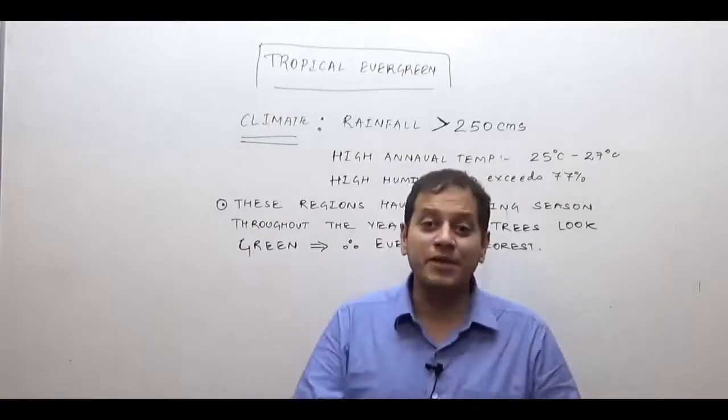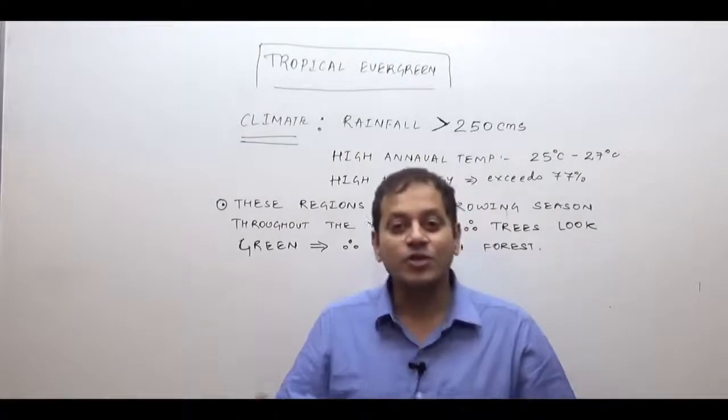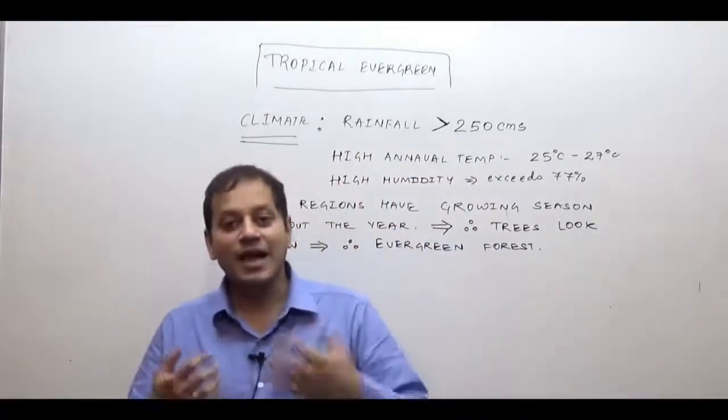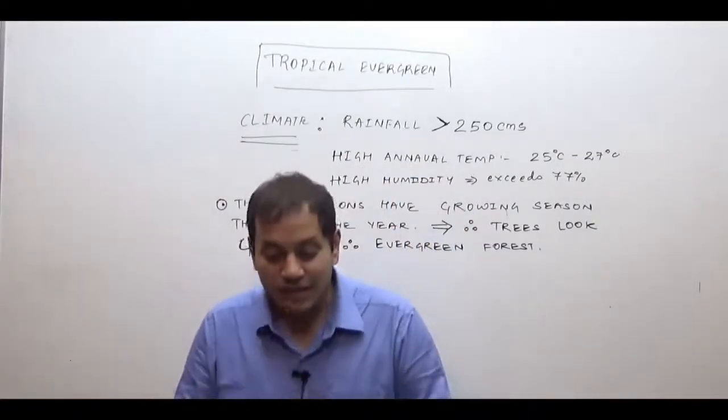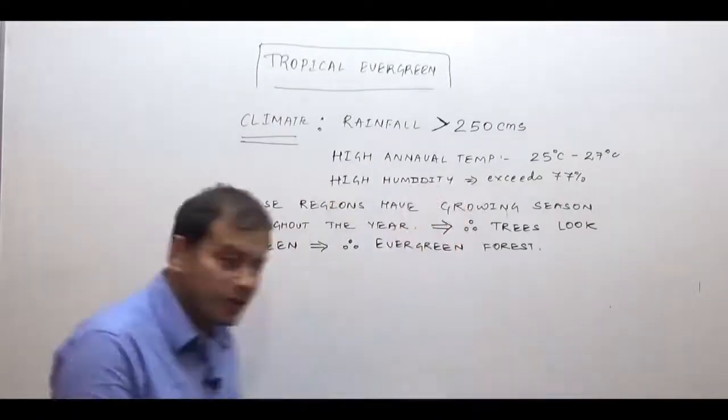So repeat with me. Rainfall is high, humidity and temperature is high. So the growing season lasts throughout the year, and therefore these forests are known as an evergreen forest. Now this tropical evergreen forest, how are the trees, let us look.